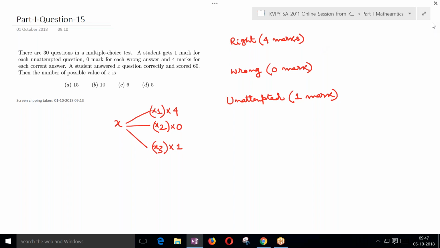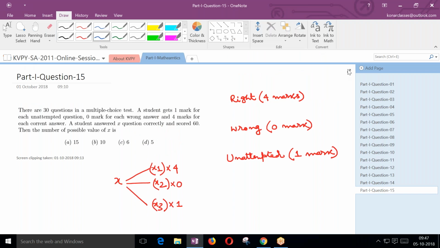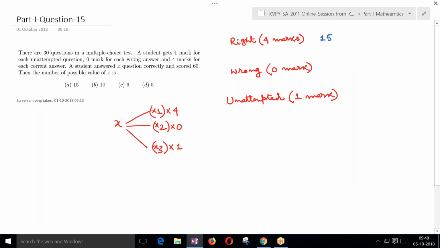Let me use a different color pen so that you can see the difference. Suppose I take 15, the student gave 15 answers correct, 15 wrong, and 0 unattempted. This is a correct one, because 15 into 4 is equal to 60, 15 into 0 is equal to 0, and on 0 unattempted, obviously 0 into 1 is 0. Now if you add 60 plus 0, you get 60.